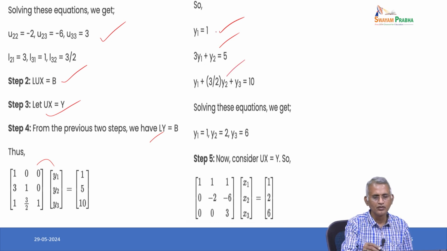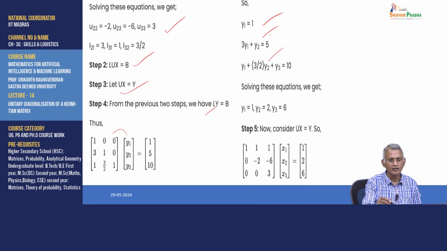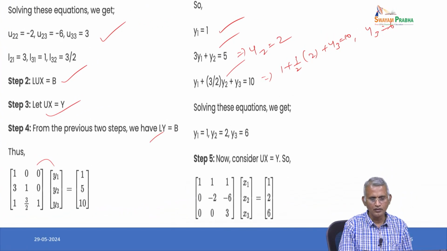Now, you know y1 equal to 1, substitute it and then y2 equal to 2 will come. So, y1 and y2 values you know, substitute here. So, 1 plus 3 by 2 into y2 is 2 plus y3 equal to 10, therefore, y3 equal to 6 will come. Now, consider UX equal to Y.